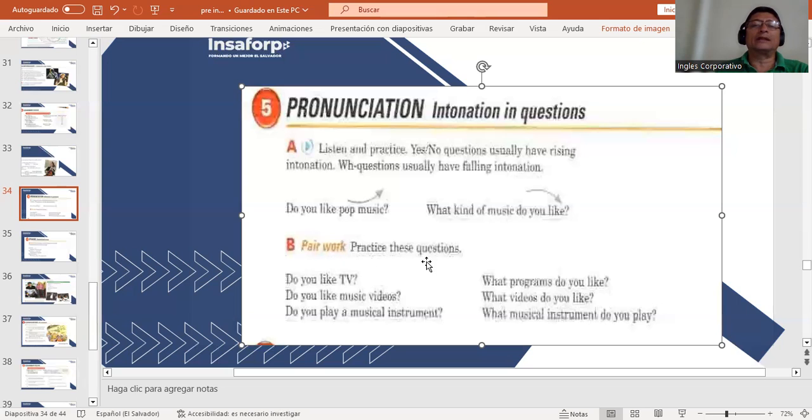Okay. Third word. Practice these questions. Listen. Do you like TV? Do you like music videos? Do you play a musical instrument? WH question. What programs do you like? What videos do you like? What musical instrument do you play? Okay, you're going to repeat this to your partner. And please help each other in the pronunciation of these sentences, okay? Let's go to the groups and practice.